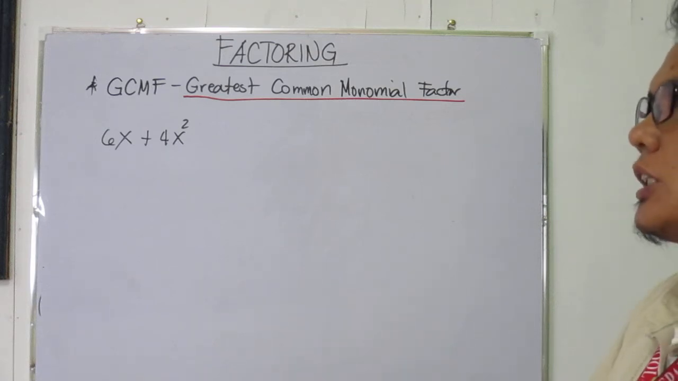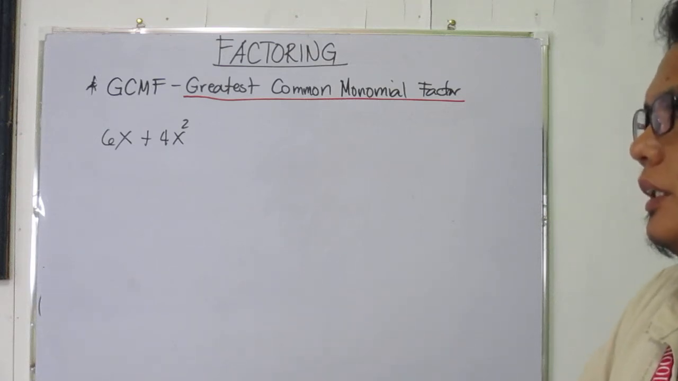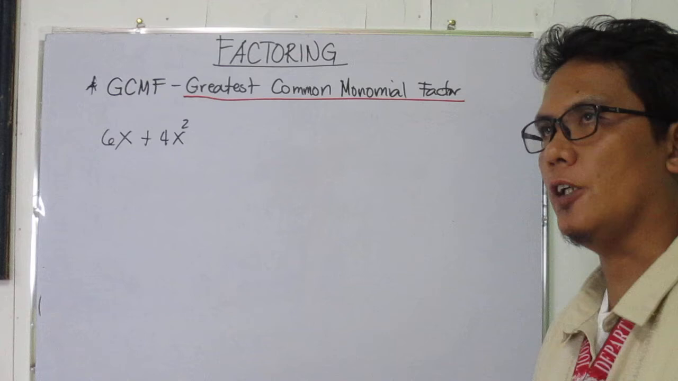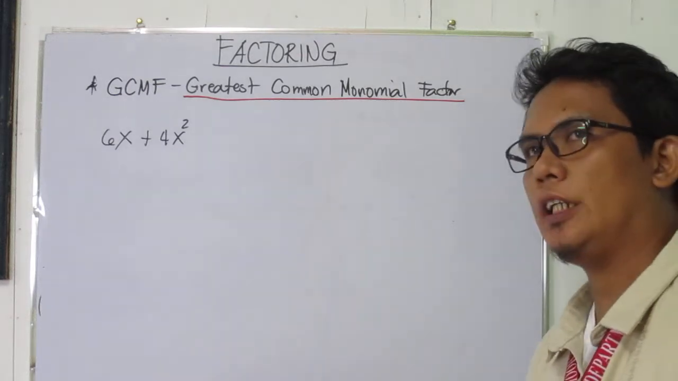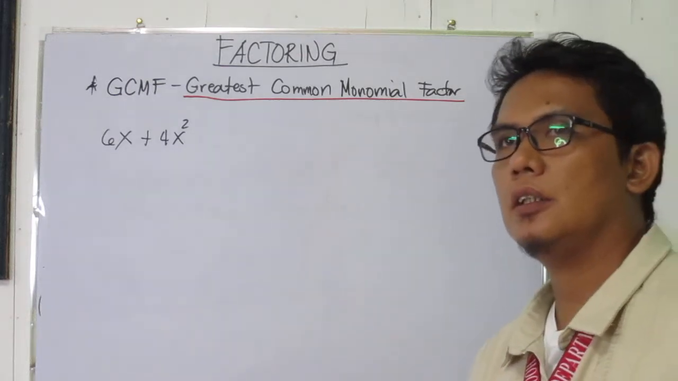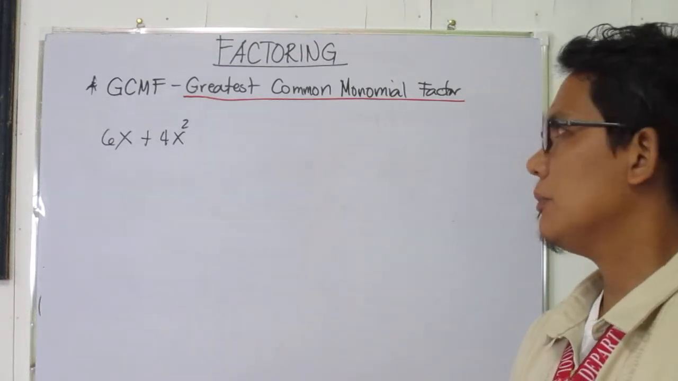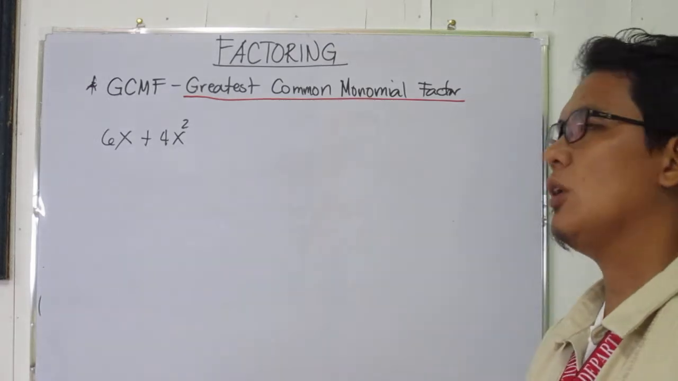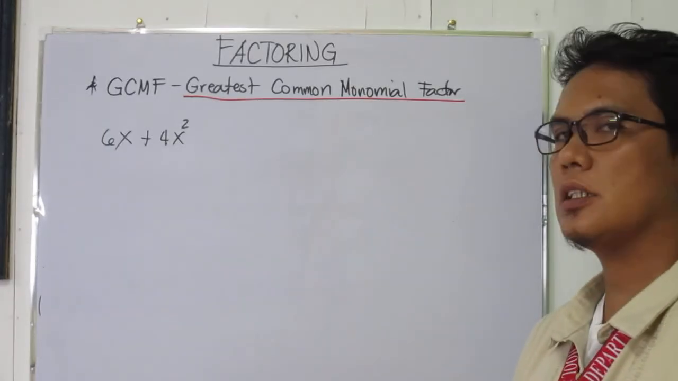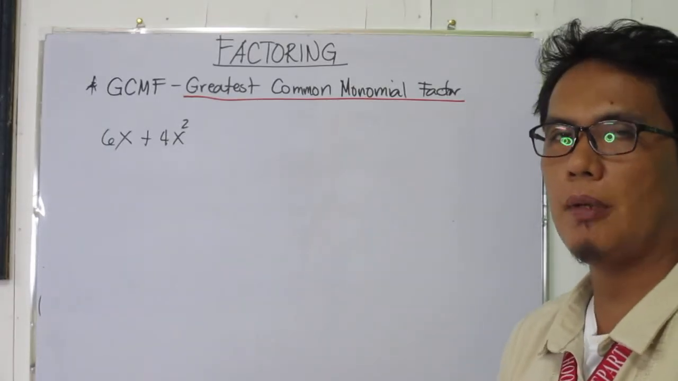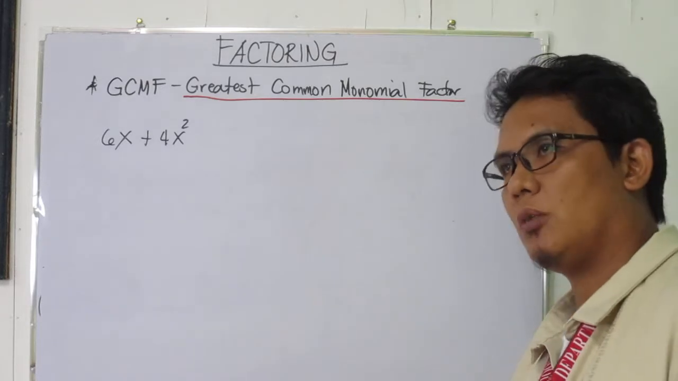So the first thing that we're going to do is evaluate the expression, to see if it can be factored using other types of factoring. But in this case, this falls on the first one, and that's called the GCMF. Again, what is GCMF? The greatest common monomial factor.